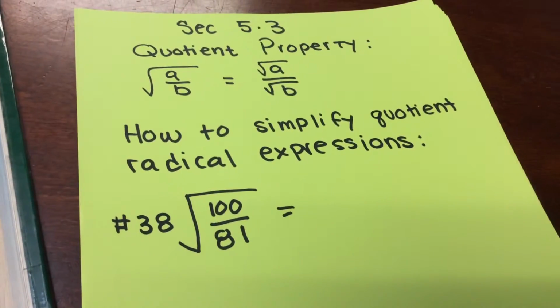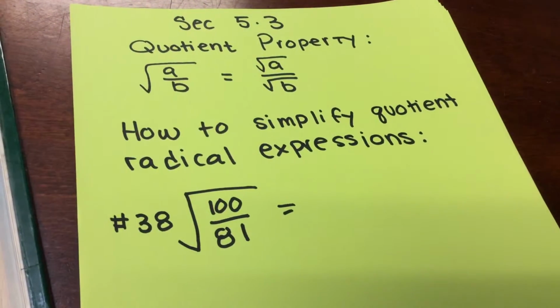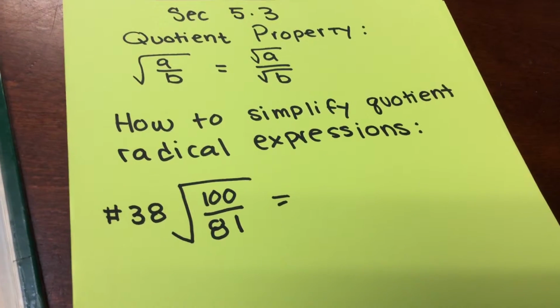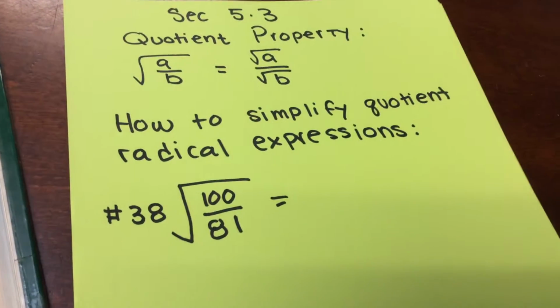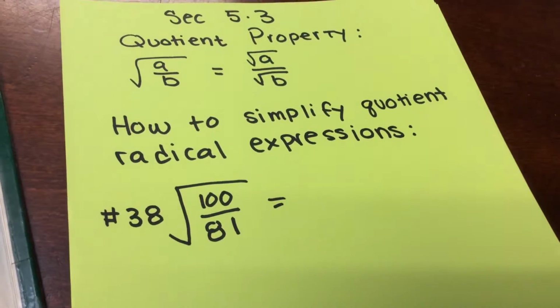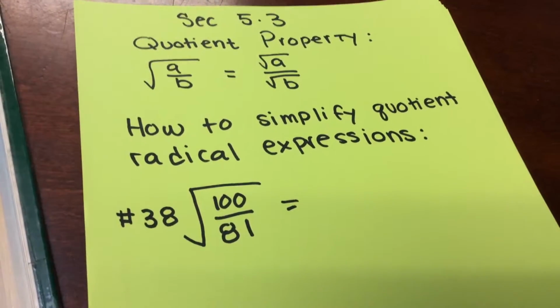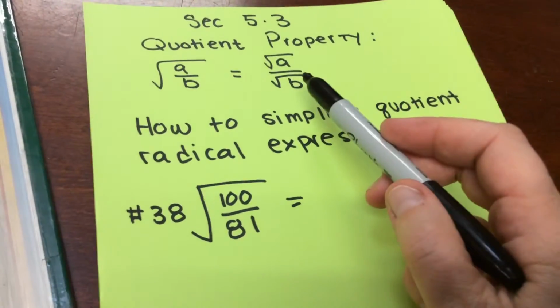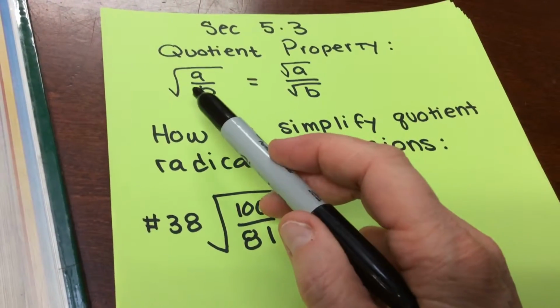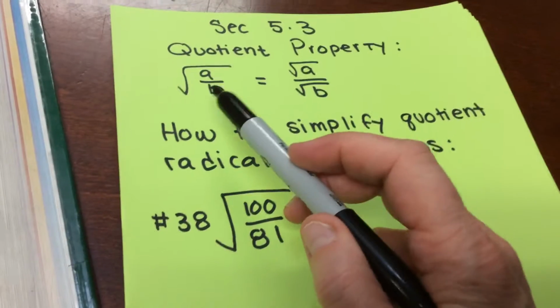Hey, this is Mrs. Harris, and we're going to continue our study of section 5.3. And now we're going to be talking about the quotient property of radical numbers. Quotient in math terms means that we are dividing. And we have a division line right here, and we have a division line right here inside of the radical.